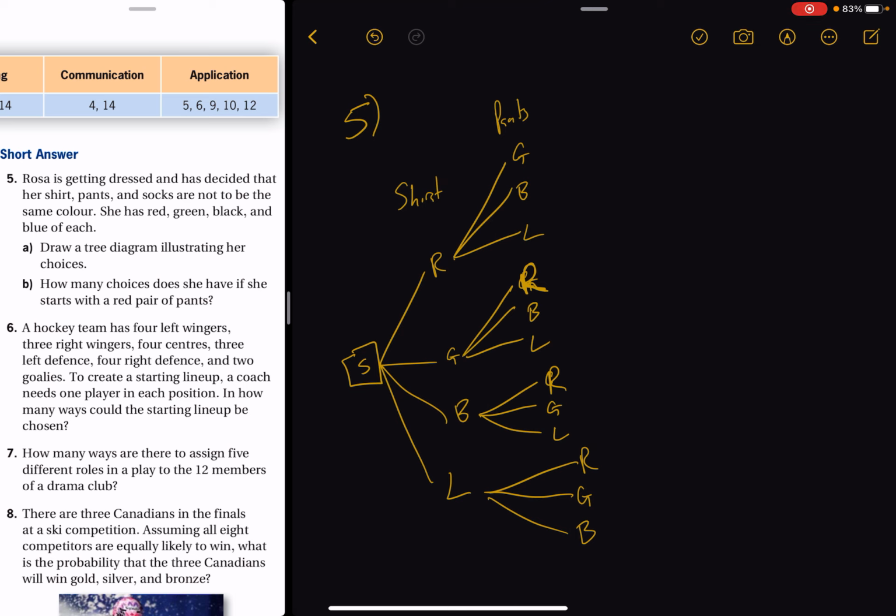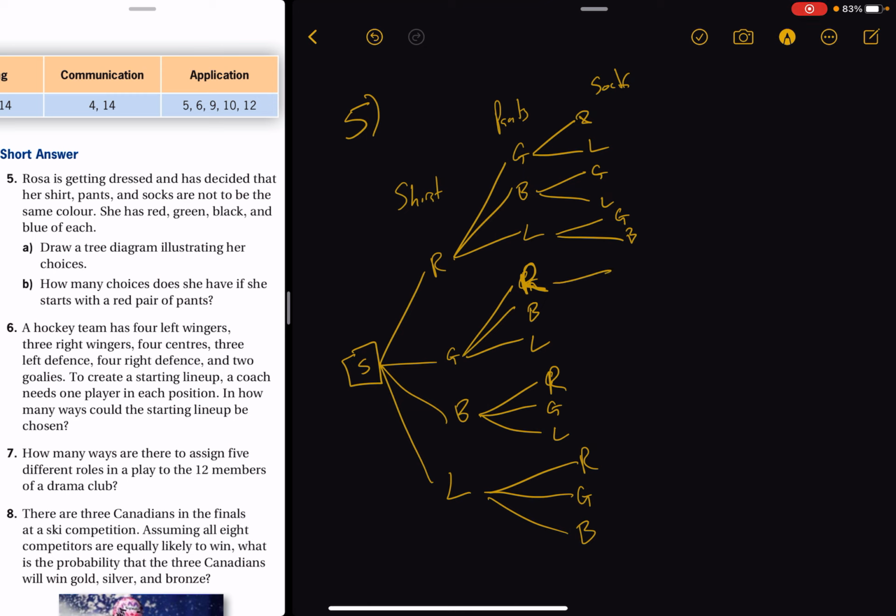Let's see. Shirt, pants, socks. Well, if she has red and green, she has black or blue to choose. If she chooses black, she has green or blue to wear. And if she chooses blue, she has green and blue to wear.